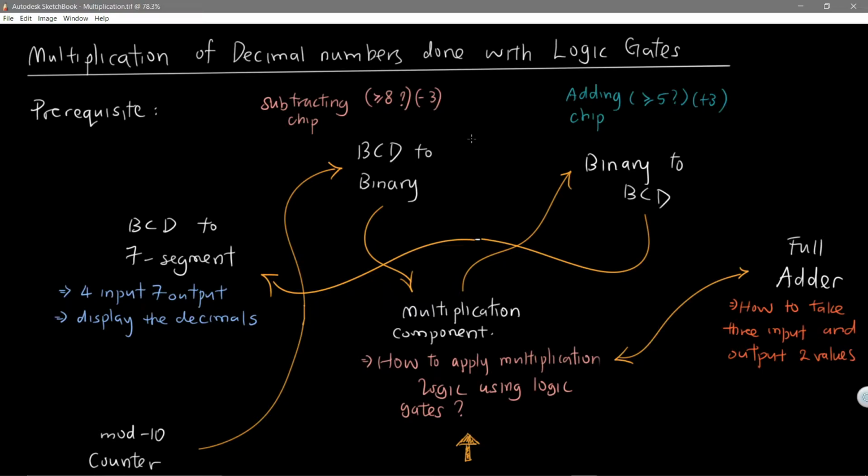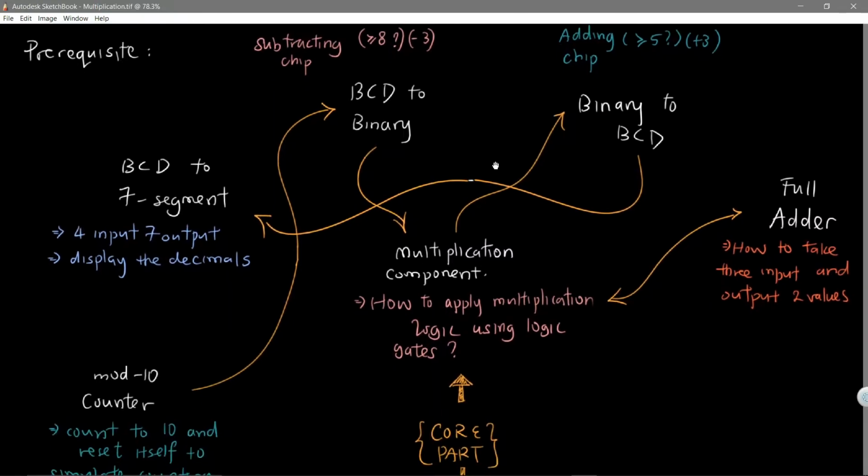Hello guys, this is Y, and today I'm going to do another video on multiplication of decimal numbers with logic gates. In this circuit, the very core of the circuit is the multiplication, where you multiply a binary and another binary number, and you output a binary value.